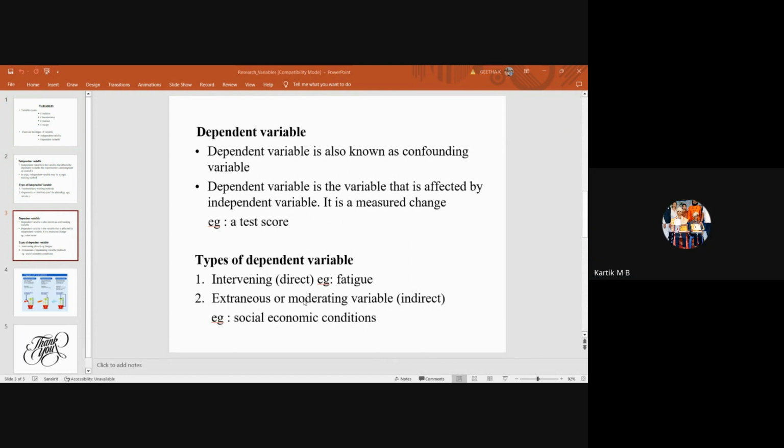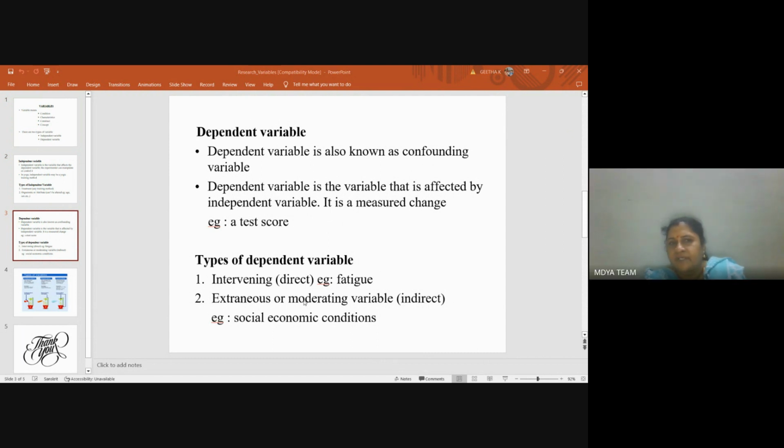Height depends upon age, madam, so height is dependent. Age and sex are the independent variables. Yeah, exactly, that is also correct.